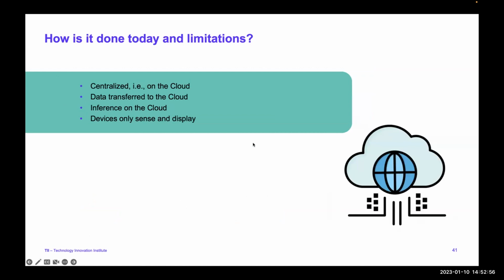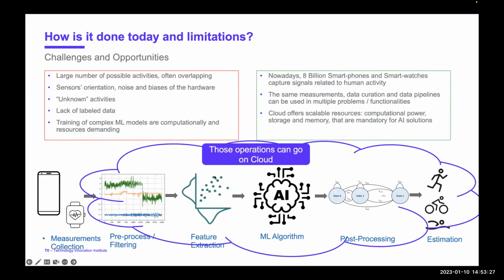So the way it is done today is that the whole process is a centralized process. We collect your data on your phone or on your smartwatch, on your smart shoes or whatever, and then the data is sent back to the cloud. So there is nothing that is done on the device except the collection of the data and the display of the result. So the inference is done on the cloud, and then you get your result that is sent back to you.